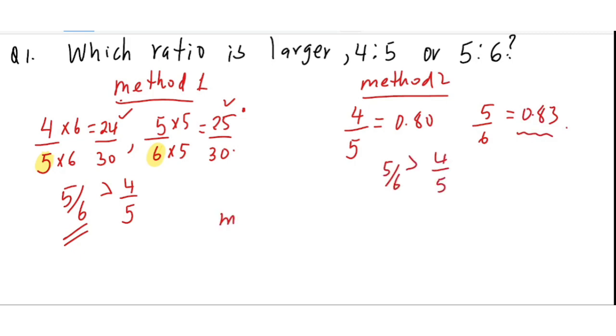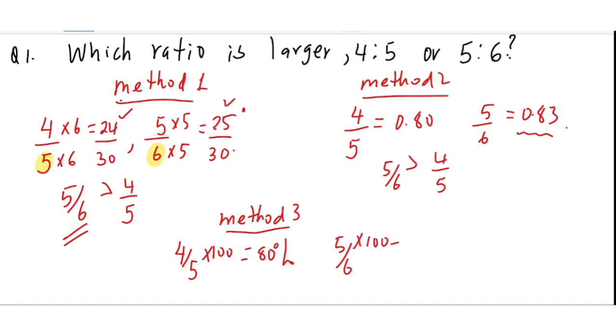Now for method 3, you change it into percentages. Let's change 4/5 into a percentage, multiply by 100. 4/5 times 100 gives you 80%. And you have 5/6 times 100, which gives you 83.3%, which is just, let's say, 83%. Obviously again 5/6 is the largest one. Now, it's very simple.